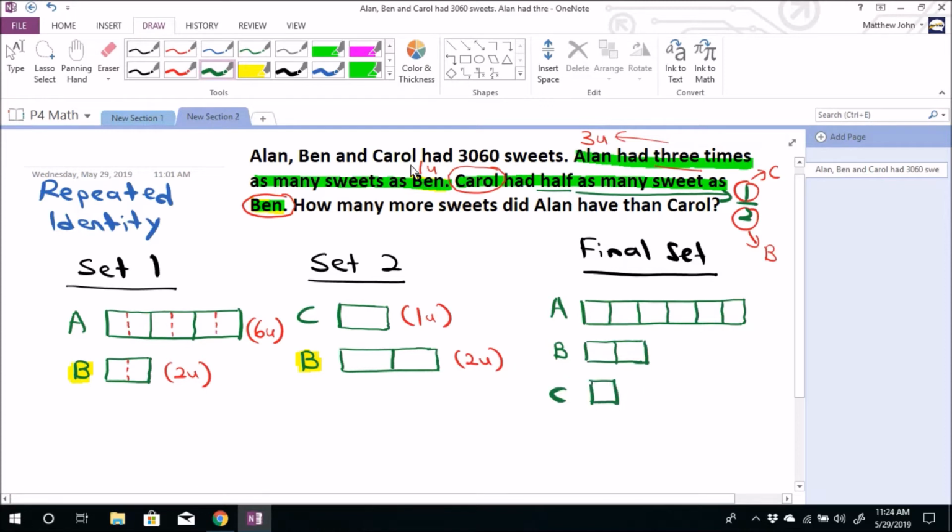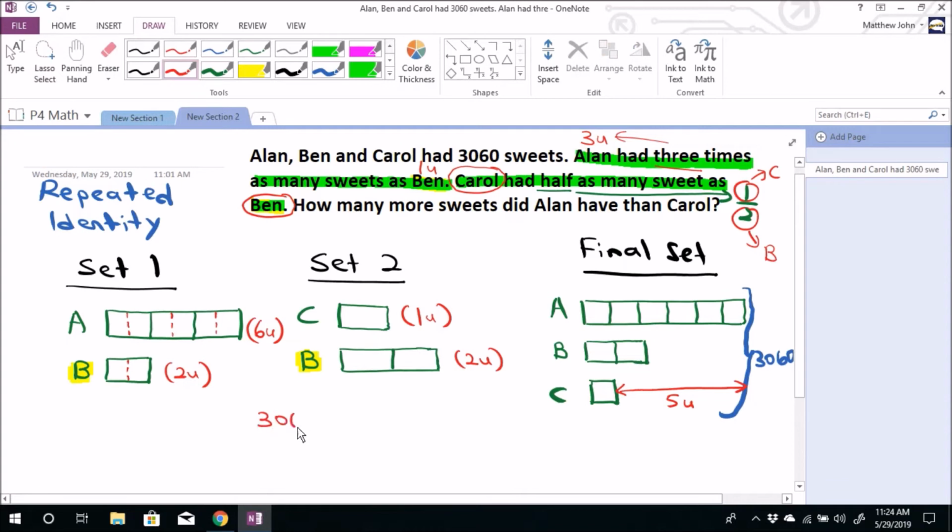And then the question says that they had a total of 3060 sweets. So with that, we can simply solve the question now. One more thing we need to do is to know what we are finding out. They're asking how many more sweets did Alan have than Carol, meaning that this is the part that you need to find out, which is actually 5 units, right?